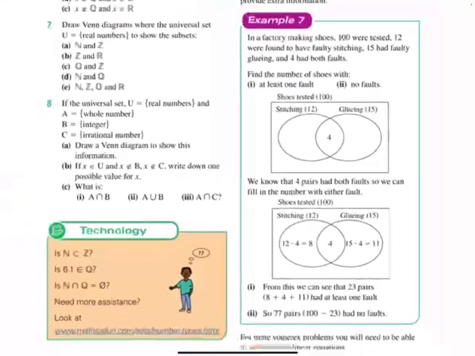So when we go back to the example, 100 were tested, 12 were brought forward with only faulty stitching, 15 were brought forward only with faulty gluing, and 4 of them had both faults. So 4 of them had faulty gluing as faulty stitching. So how do you know how many were total with 1 fault?